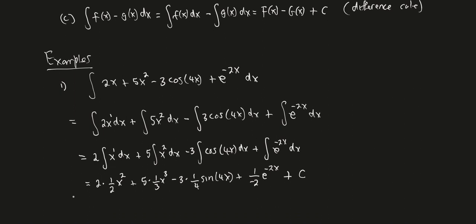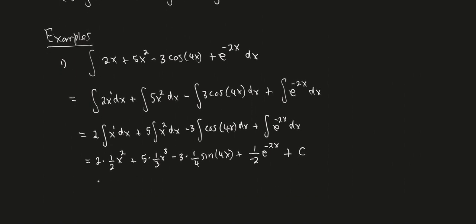Let's go ahead and simplify. So we have 2 times 1/2 is 1, so this is simply x squared. 5 times 1/3, so that is 5/3 x cubed, minus 3/4 sine of 4x, and then what I'll do is take this negative and put it in front, so I'll now have a minus 1/2 e to the negative 2x plus c.